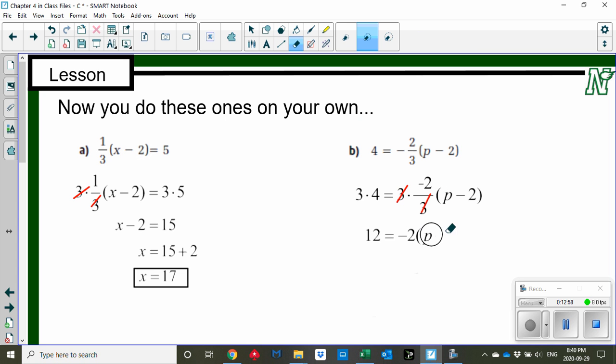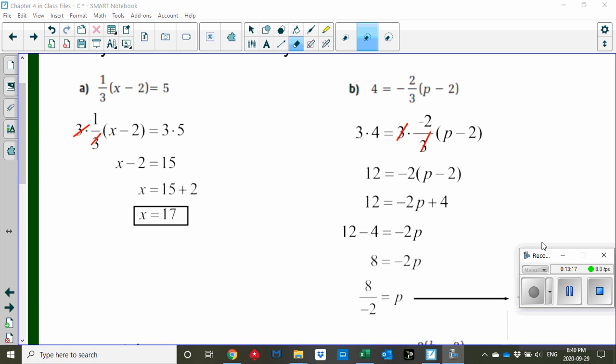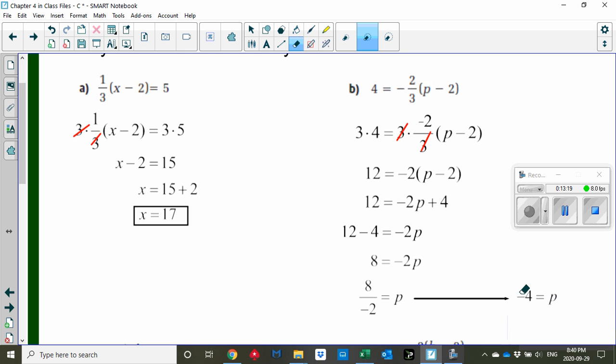So I'm left with that side, no more fraction. Multiply out your bracket. Bring the 4 to this side. Change the sign. That gives me an 8. And then we divide by negative 2. And we end up with p is equal to negative 4, or negative 4 is equal to p. And we're done.